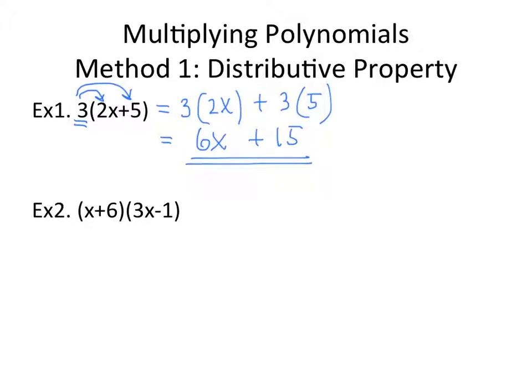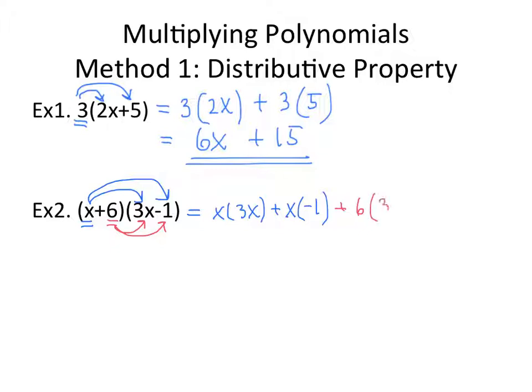The next one looks a little bit more complicated, but it's just the same thing done twice. So here we have x plus 6 times 3x minus 1. We'll start off with the x, and we'll pass it out to the 3x and to the minus 1. When we do that, we'll get x times 3x plus x times minus 1. And then we do the same thing with the 6, and we'll pass it out to the 3x and to the minus 1. And as a result, we'll get plus 6 times 3x plus 6 times minus 1.